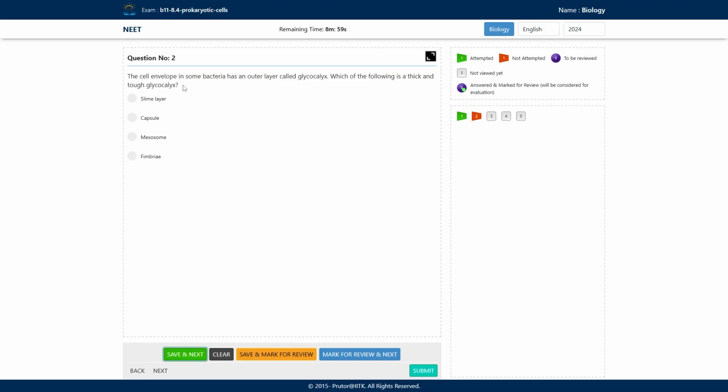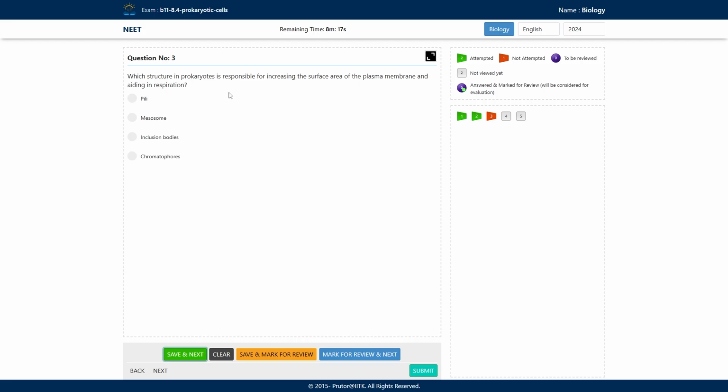The next one: the cell envelope in some bacteria has an outer layer called glycocalyx. Which of the following is a thick and tough glycocalyx? Slime layer, capsule, mesosomes, or fimbriae. So when the glycocalyx is thick and tough, what is it called? What would be the correct answer? It is called capsule. When the glycocalyx is thick and tough, it is called capsule. When it is thin, it is known as slime layer.